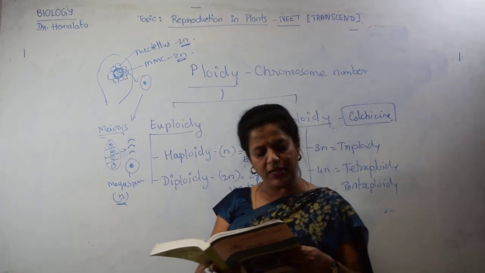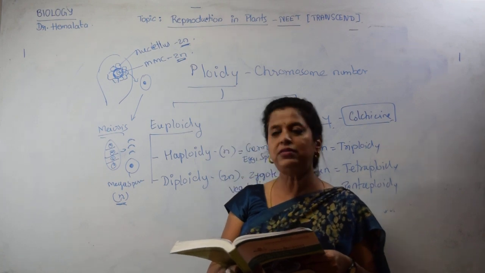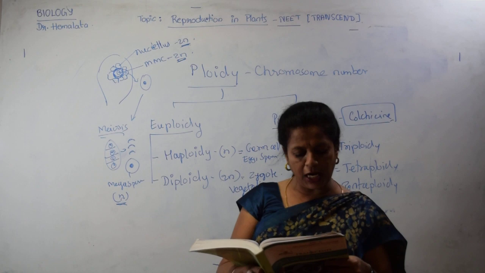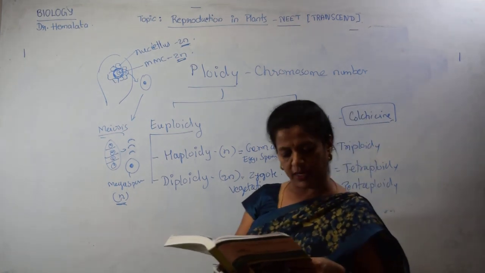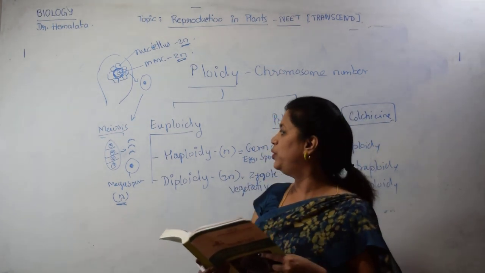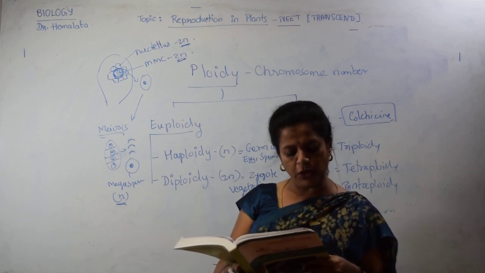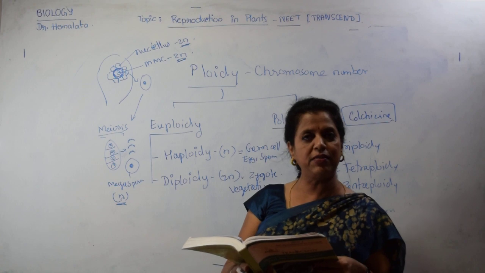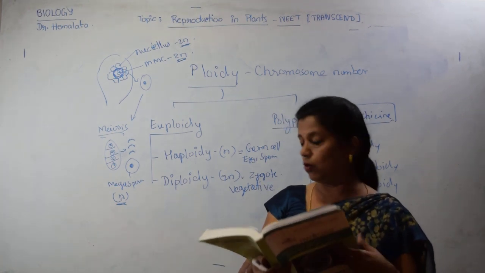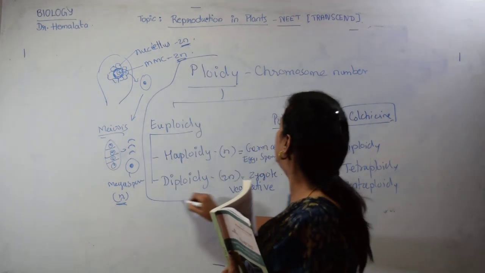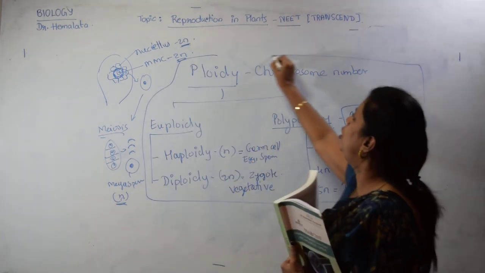Then C option says nucellus is diploid, 2N. That's correct. Right? Then megaspore mother cell is 2N. It is correct. Then functional megaspore is N. That is correct. Therefore, C option is right. In D option also something is given wrong. In nucellus they have given it as N. That is wrong.